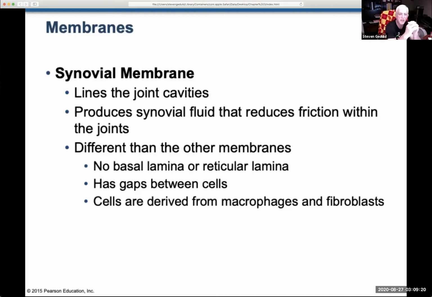That would hurt a lot. So you produce synovial fluid. So there's fluid in between these two bones, your knee, your elbow, your hip, okay? As those move, the fluid cushions between those two joints and allows them to move freely.